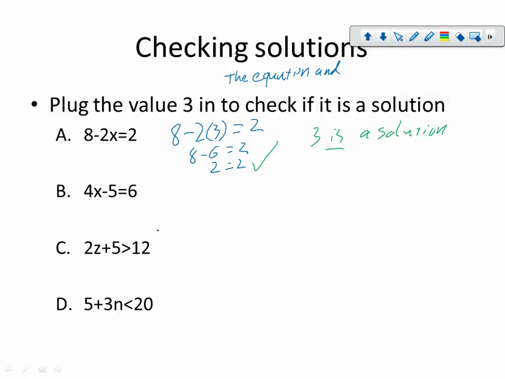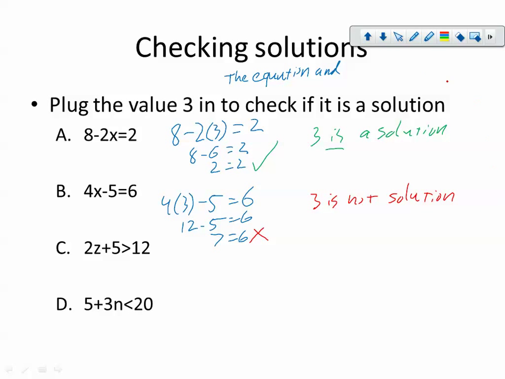How about the next one? 4 times 3 minus 5 equals 6. That's 12 minus 5 equals 6, which is 7 equals 6. Is that a true statement? No. 3 is not a solution because it's not a true statement.